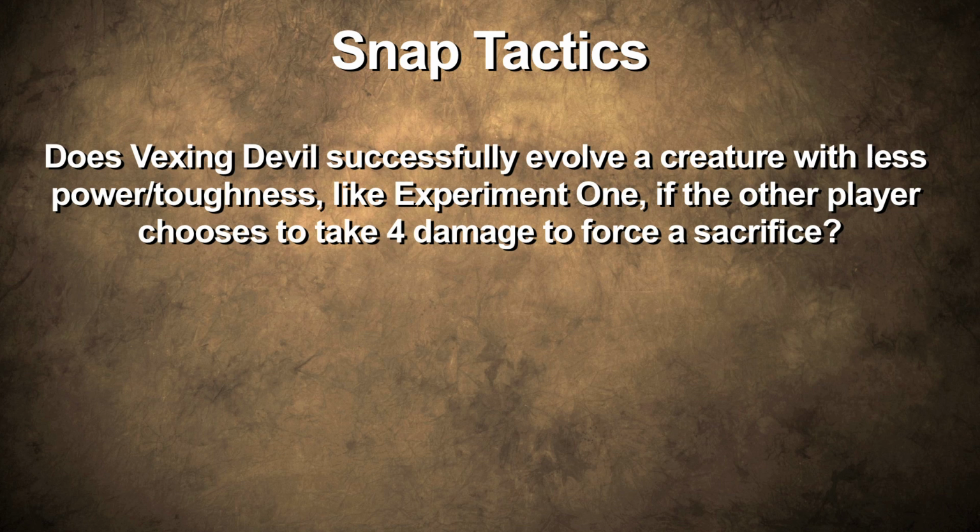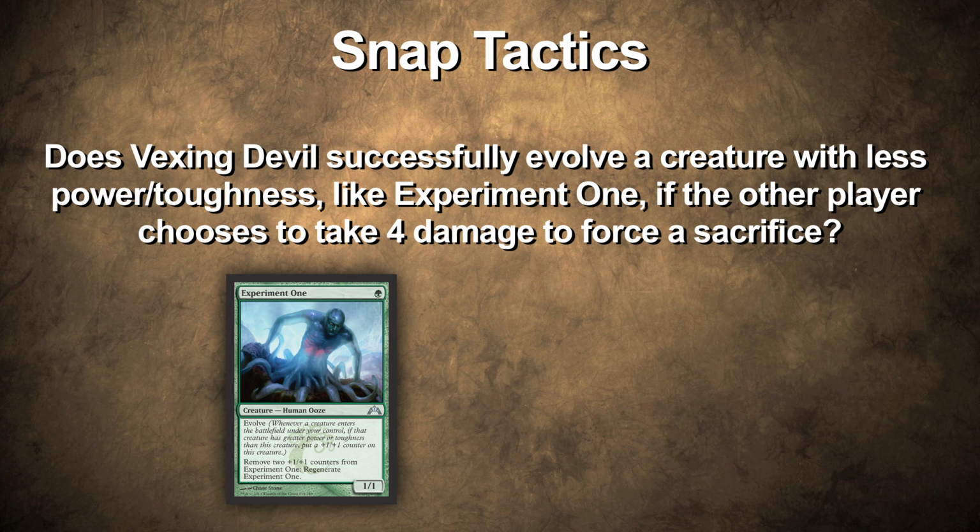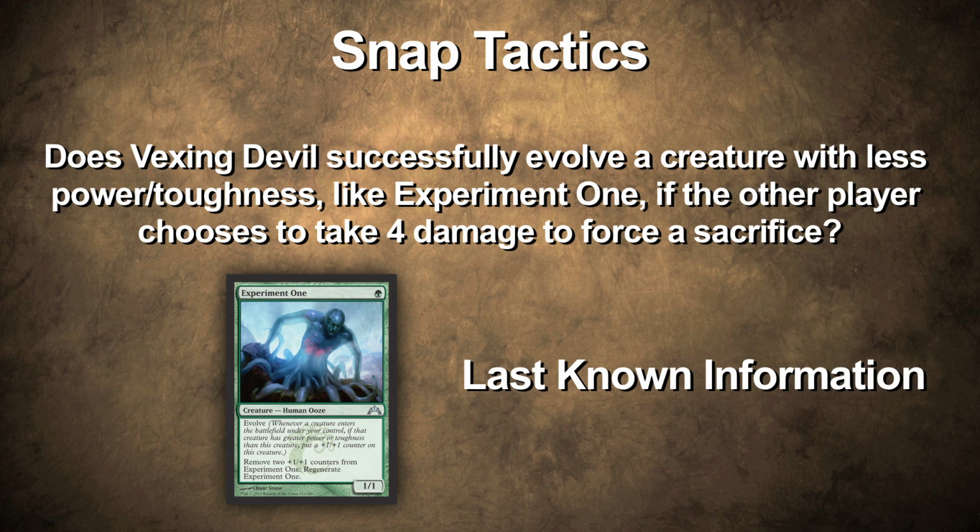Snap Tactics asked us our first question, which was, if they play a Vexing Devil and they have an Experiment 1 on the battlefield, but the opponent decides to take the 4 damage from Vexing Devil, does the Experiment 1 evolve? The Experiment 1's effect will trigger when the Vexing Devil enters the battlefield, but the Vexing Devil will be in the graveyard before Experiment 1 evolves. But when the Experiment 1's trigger does go to resolve, we see with last known information, talked about in an earlier episode, that the Vexing Devil was big enough to make the Experiment 1 evolve. And we use this last known information in order to answer the questions that Experiment 1 asks, making the Experiment 1 evolve, giving it a +1/+1 counter, and making it a 2/2.